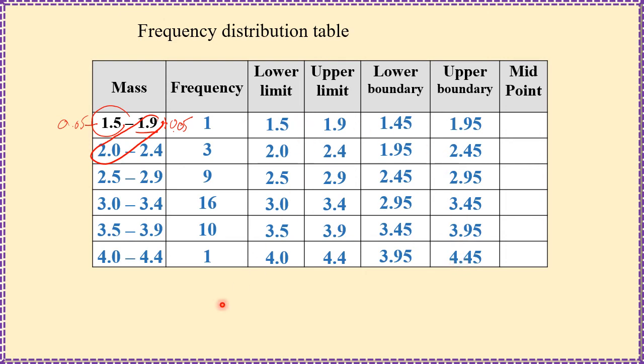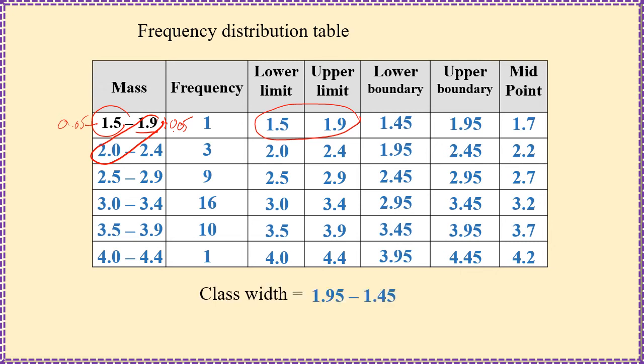Now to find the midpoint, we just have to find the average between the lower limit and the upper limit. So 1.5 plus 1.9 is 3.4. So 3.4 divided by 2 is 1.7. And so on, it will continue as 2.2, 2.7, 3.2, 3.7, and 4.2. And now find out what the class width is. Just subtract the lower boundary from the upper boundary, which is 1.95 minus 1.45 equals 0.5. It's not 5, it's 0.5.